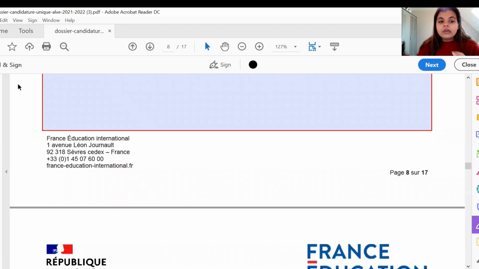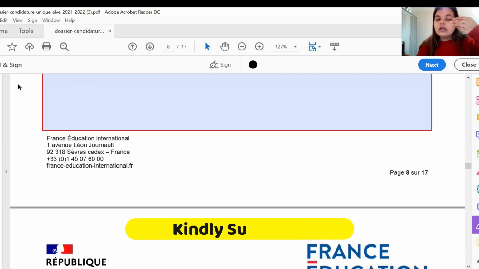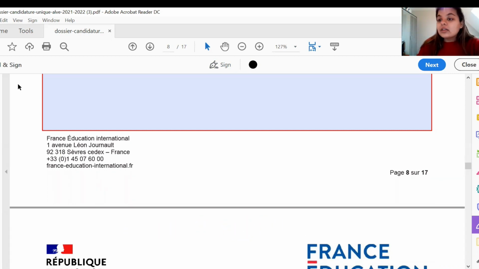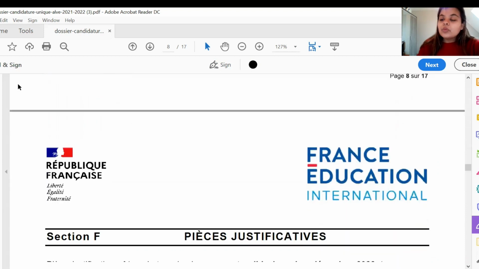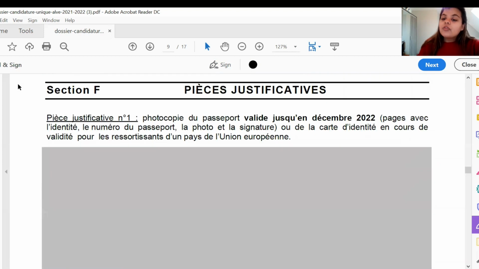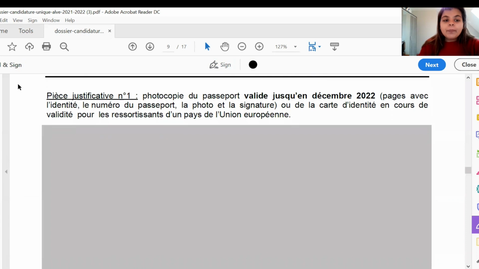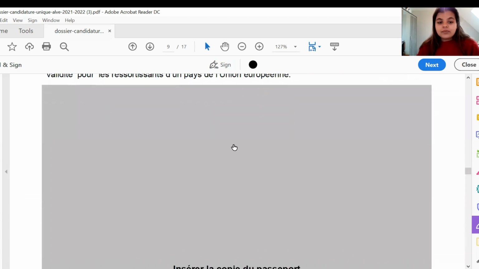Don't deviate from your lettre de motivation. I've been receiving letters which say that I want to do an MBA, so I'm exploring France and everything. Don't write that, because you are actually applying for a teaching experience. So you write the motivation for becoming a teacher. Then, the same way as we have done for the photograph, you do it.